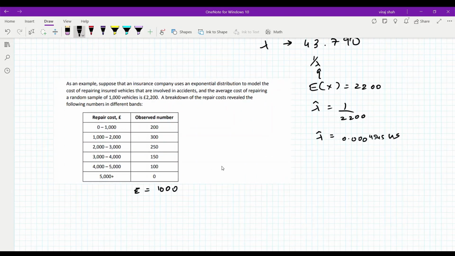Then you will find the probability for each value. How to find the probability? You have to use integration for the range 0 to 1000, lambda e raised to minus lambda x dx. You have to find the probability for each value. Then you will find the expected value, which would be nothing but thousands into probability value.